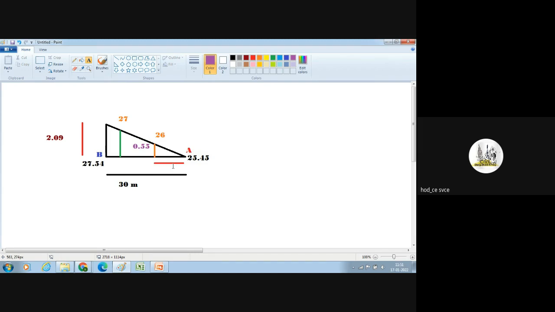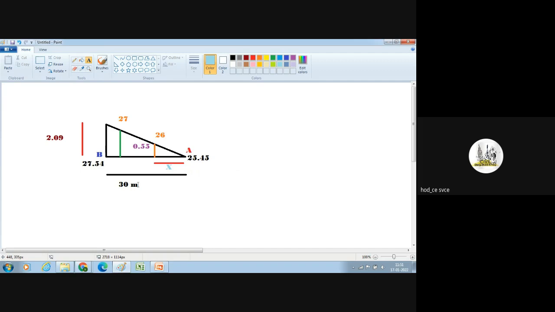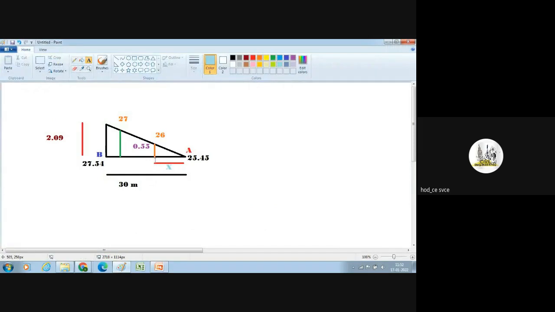So x divided by 30, this distance, we assumed it as x, right? x divided by 30 equals 0.55 divided by 2.09, which is the height. 0.55 divided by 2.09 equals x divided by 30 meters. So x equals 0.55 divided by 2.09 into 30 meters. Then you will get the x distance.